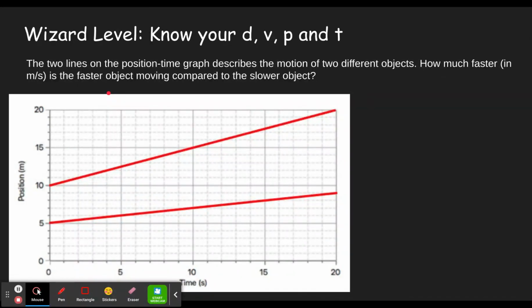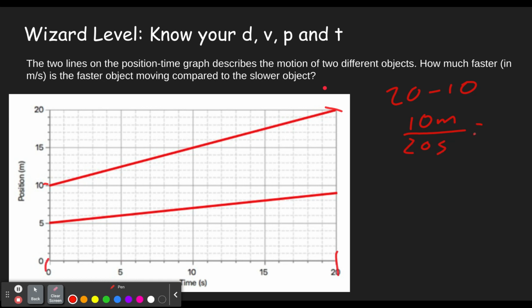Okay, next, there are a couple graphs that will have 2 lines like this. One of the types of questions related to that is how much faster is one object going compared to the other? Well, in this case, you just need to find the speed of both of them, or the velocity of both of them, and then subtract, and that'll tell you the difference, how much faster one of them is going. So starting up here, we have 20 minus 10 for our position. 20 minus 10 is 10 meters divided by 20 minus 0, 20 seconds. And so that's 0.5 meters per second.